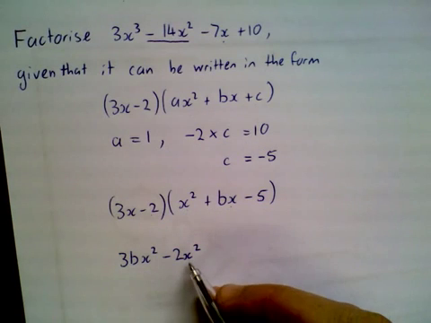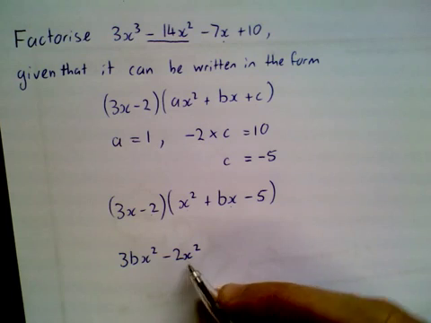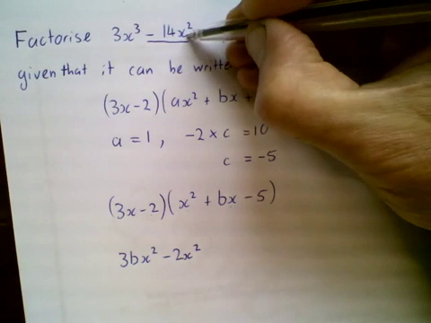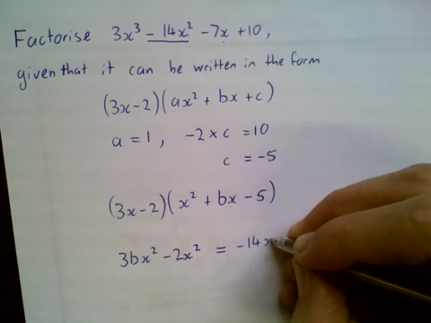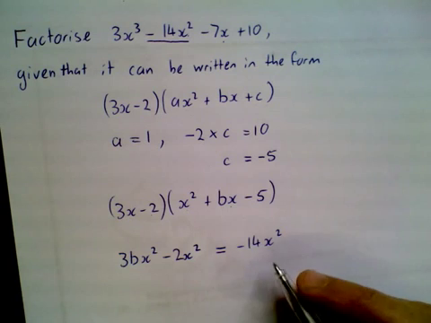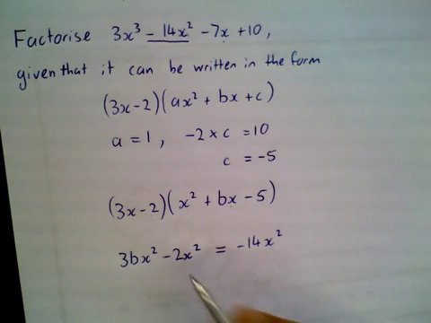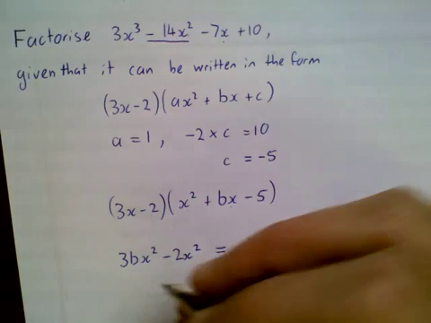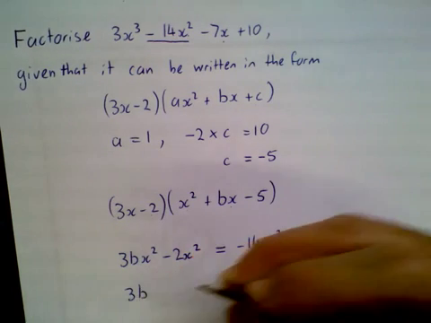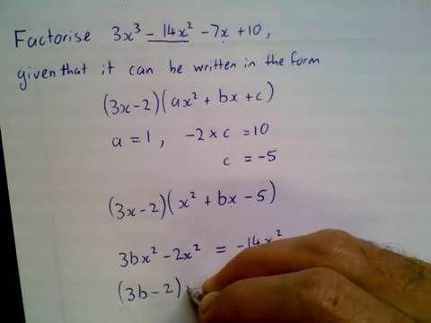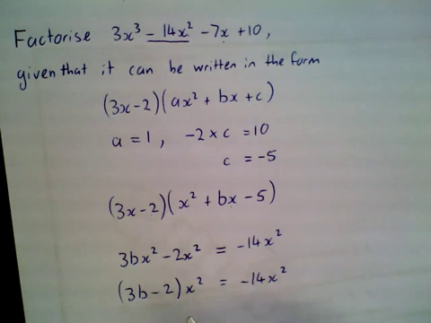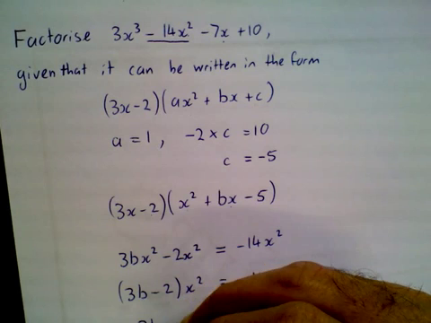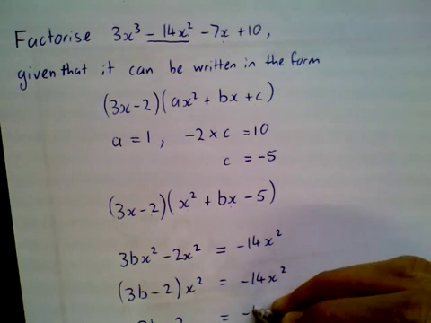Now because they're the only terms that give x squared, we can then compare the coefficient of the x squared with our negative 14 of our x squared term in the actual expression. So we can say that that is equal to negative 14x squared. Now to compare the coefficients, we need to isolate the x squared here. So factorising out the x squared, we get 3b take 2 times x squared is equal to negative 14x squared. So we can then see that 3b take 2 must be equal to negative 14.